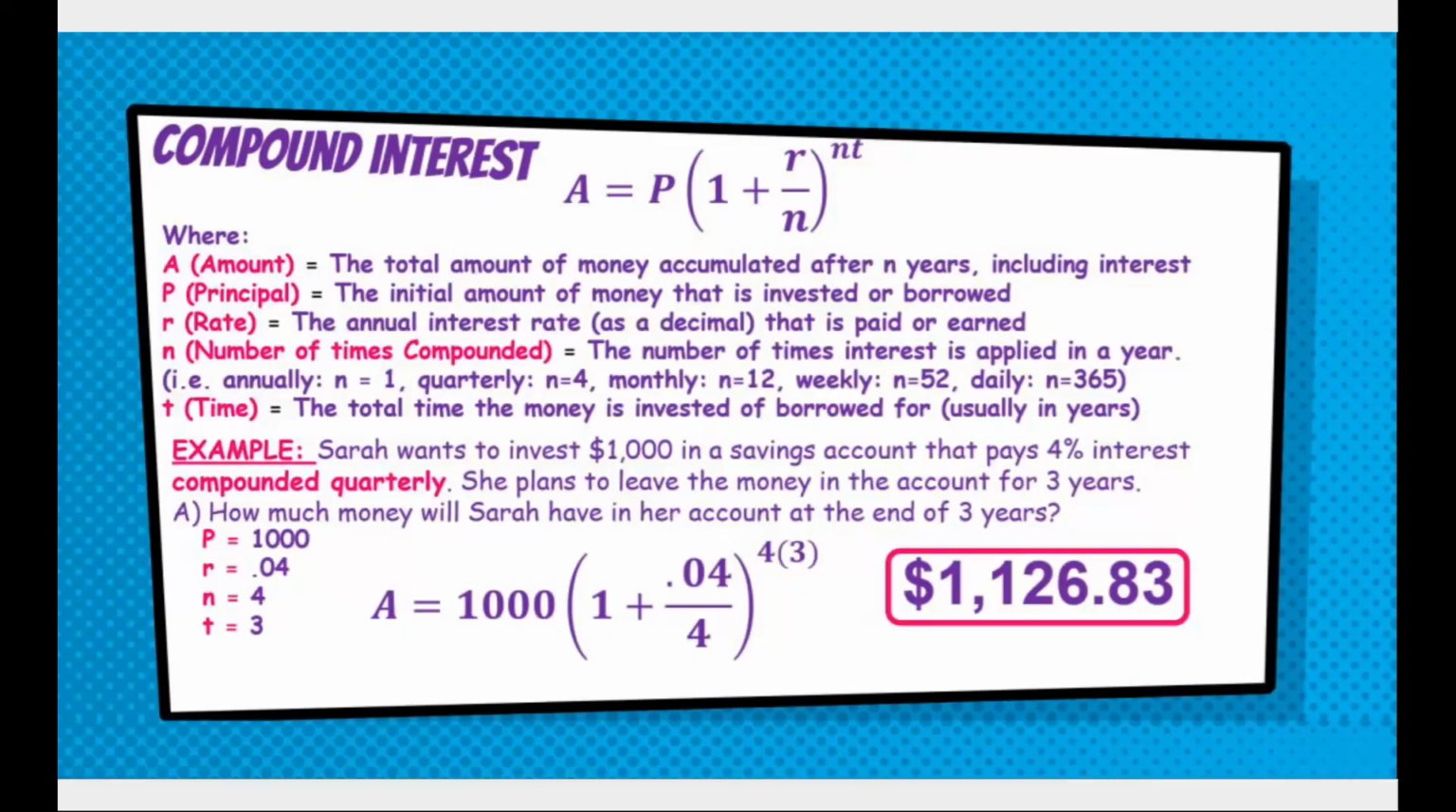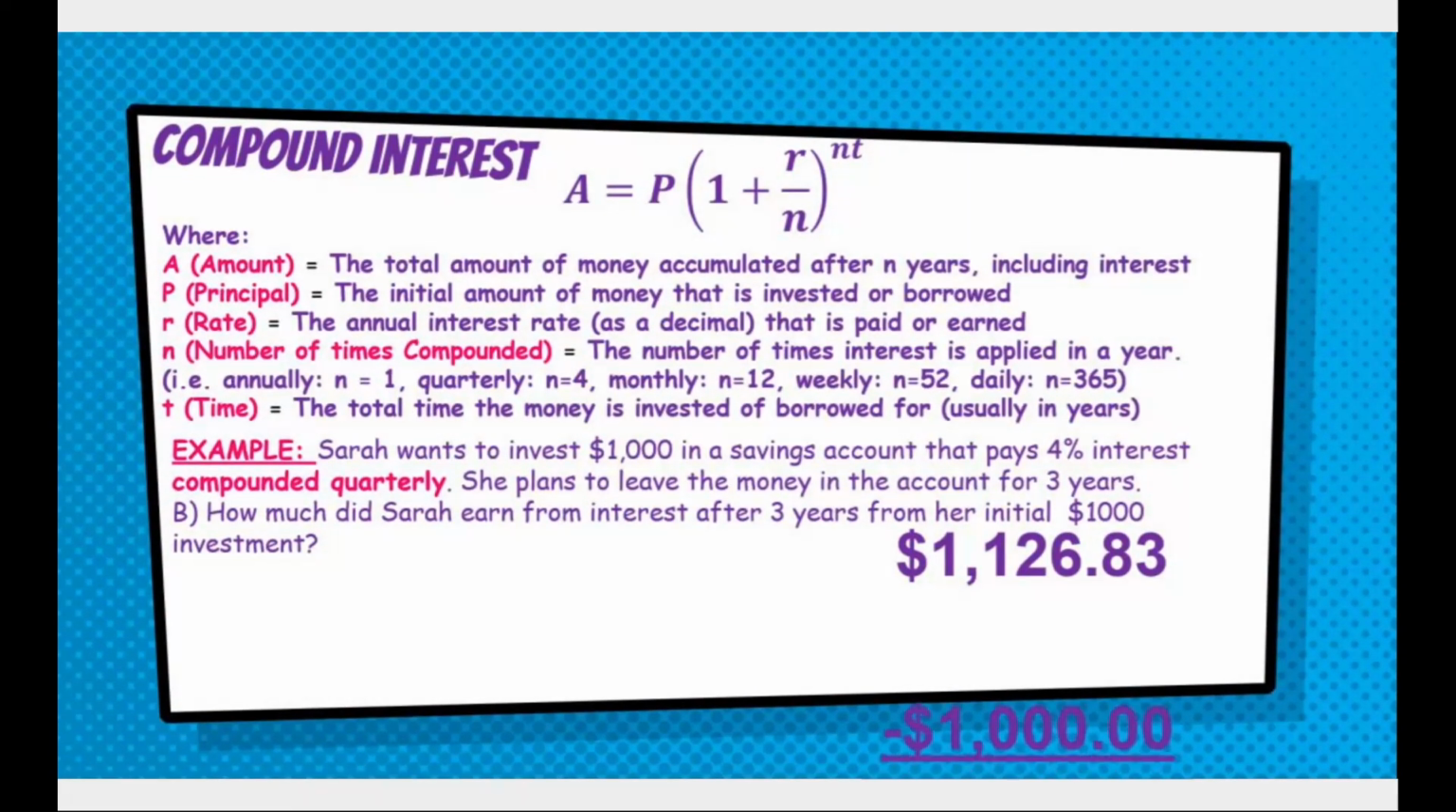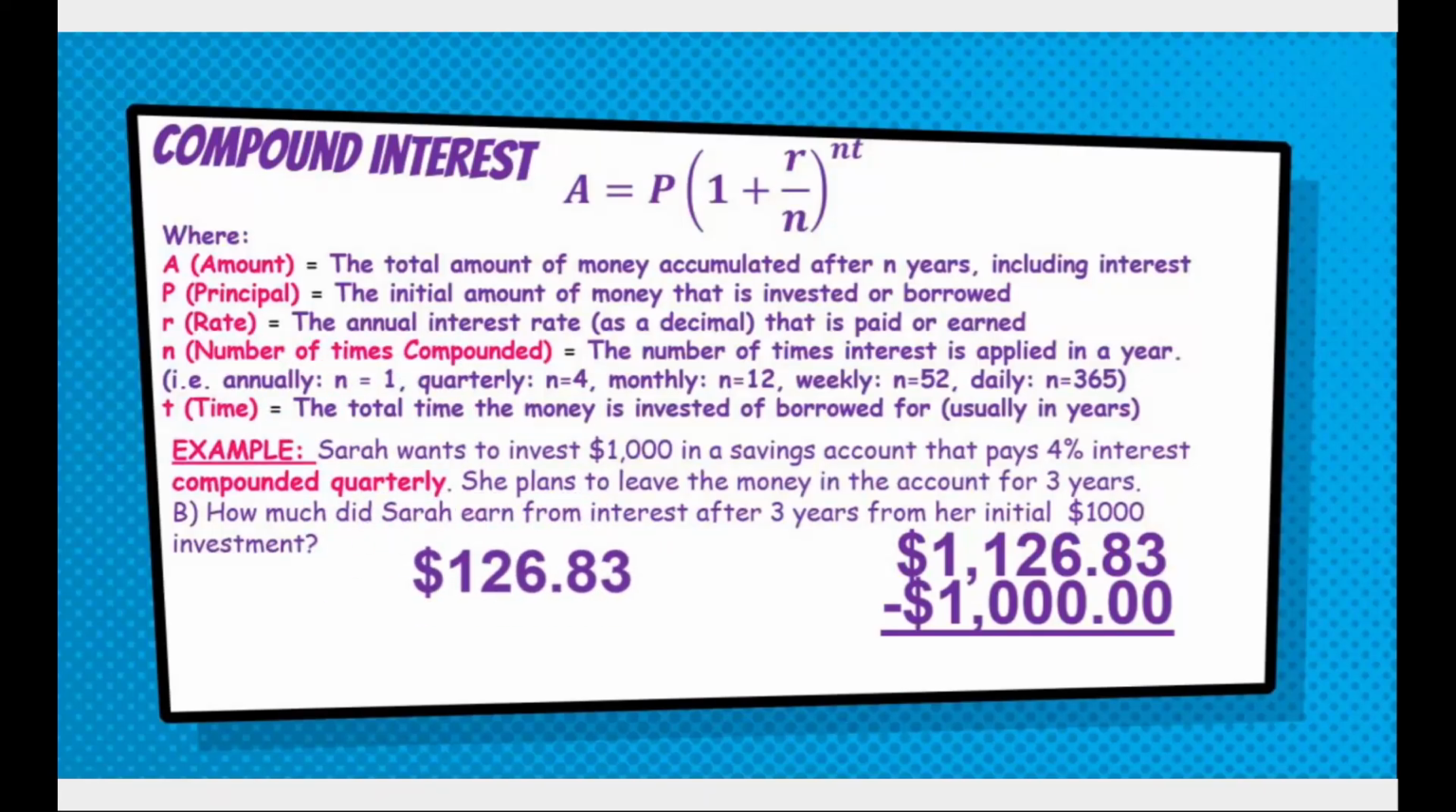So for leaving that in there, she made $126.83 in interest alone. How do I know that? Part B, I'm going to take my total amount and subtract what I initially invested. She only put in $1,000, and in 3 years she had $1,126.83. So she made interest for just letting her money sit there.